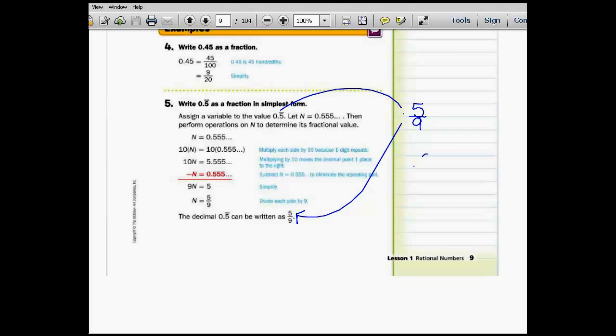Let's say it was 0.21, and both of them repeat. Then it's going to be 21, and if there are two digits repeating, it's going to go over that many nines, 99. You would, of course, need to reduce that by 3, which gives 7 over 33. So if it was 0.562 and all of it repeated, it would be 562 over 999. One 9 for every digit that repeats.